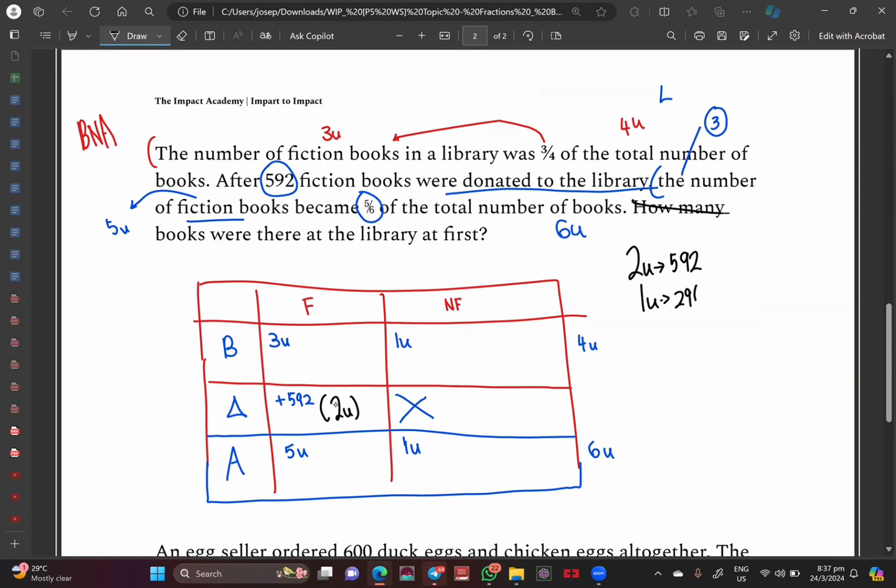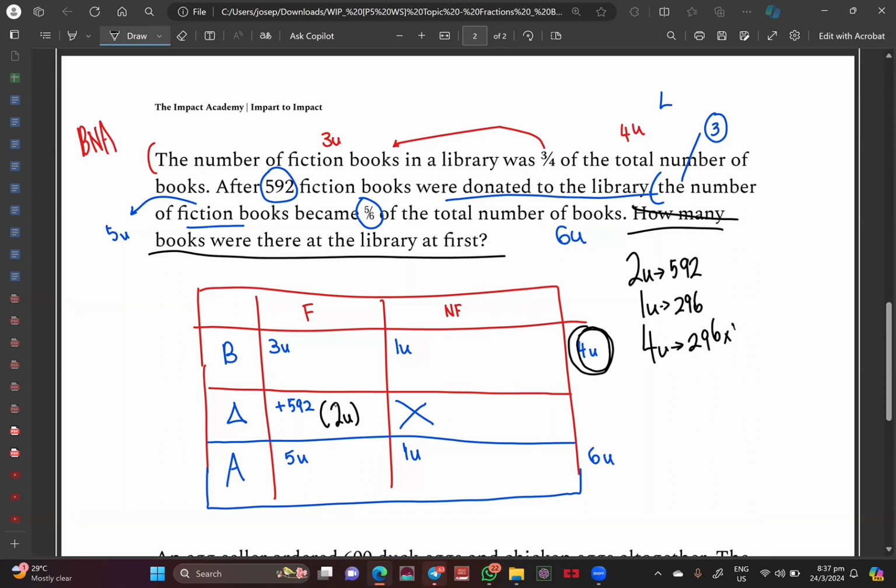And the question says, how many books were at the library at first? So at the library at first, we have to find the total, right? So that is basically 4 units. And you can see that 4 units has to be 296 times 4. We will get to an answer of 1184. And this is my answer for this question.